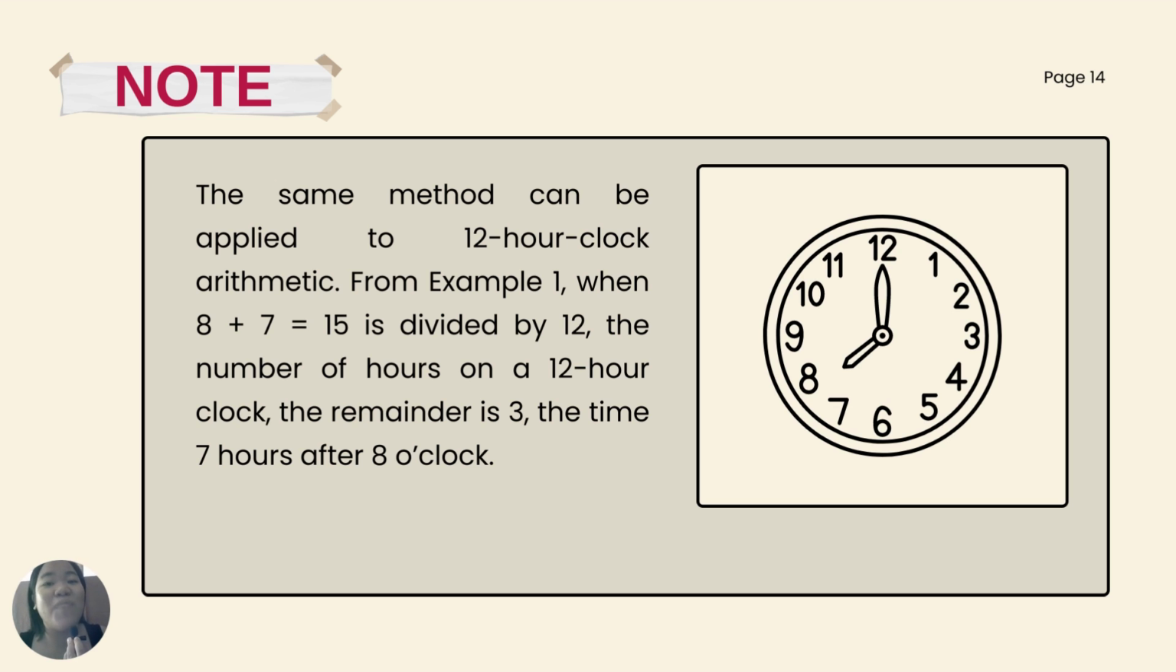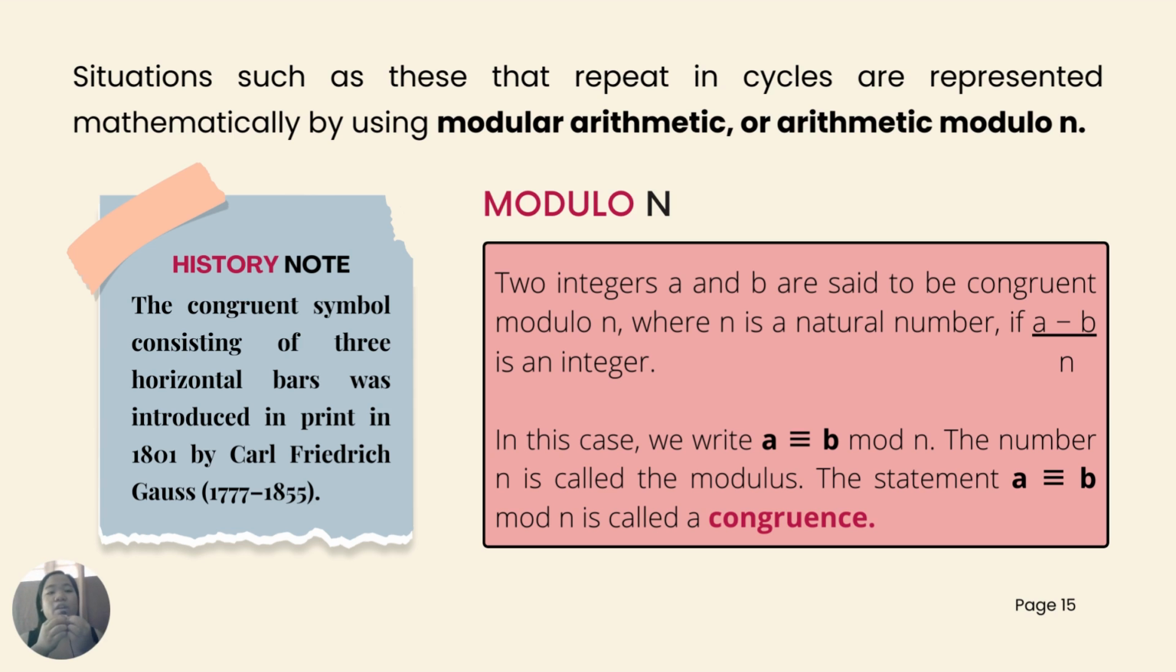nga kay ang sa clock 12 hours lang. Very good, 12 hours. So i-divide na lang siya sa 12, and then kung pila ang remainder ta, that is the answer. So 8 plus 7 is equals to 15, and then we divide it by 12, and then our remainder there is 3. So our answer is 3 o'clock. That is the time 7 hours after 8 o'clock. Okay? Okay, very good. So, another slide.